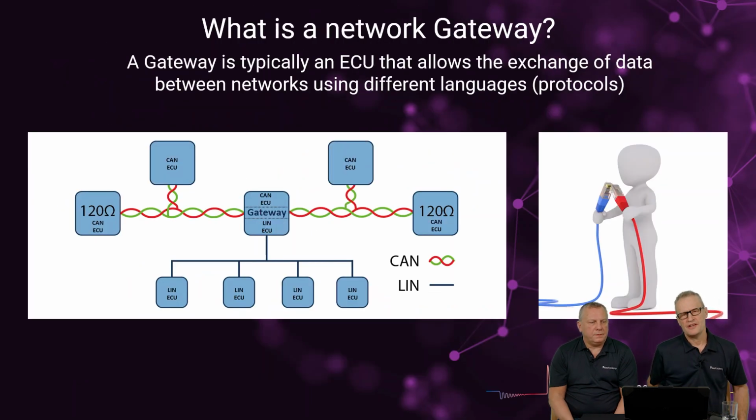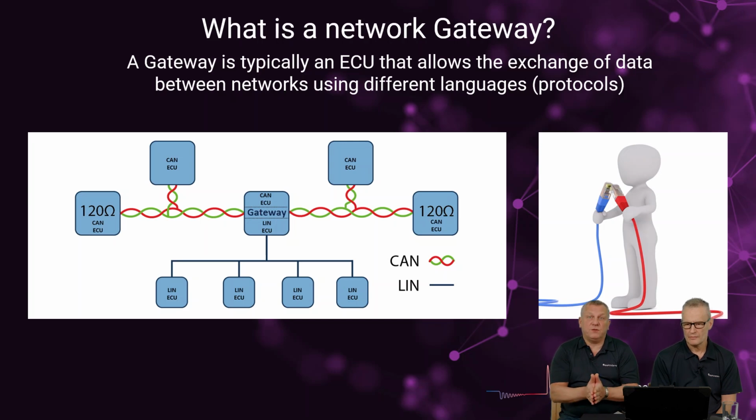Okay, so a gateway, this is something we'll hear time and time again. A gateway is typically an ECU that allows the exchange of data between networks using different languages. And I've actually put languages as protocols there. We'll come to protocols a bit later, but an example here is a CAN ECU talking to a LIN network, so they're exchanging data, information, but they must go via the gateway because they speak different languages. Simply put, a gateway is a translator. It allows two different networks to talk to each other through an intermediate. So a bit like a translator. If you were speaking to someone who spoke a different language, that's effectively the function of the gateway in a network.